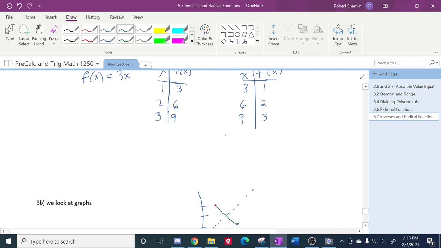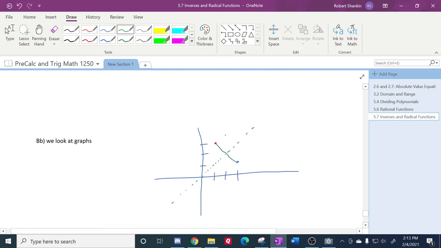If I take another point, 6, 2, right here. Now let's flip those points around. So it's 2 over, 6 up. It does the same thing. It sends this point perpendicular to this to its image point right over here.